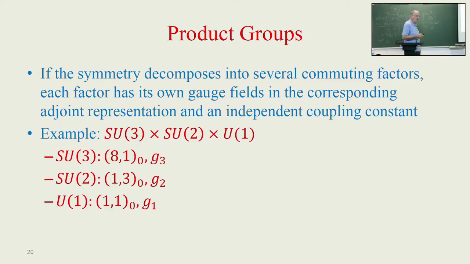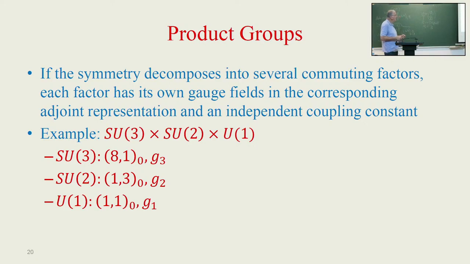If you have a product group of local symmetries, then for each factor in the product group, you have to introduce its own set of gauge bosons. So if you impose local SU(3) cross SU(2) cross U(1), as you do in the standard model, then you have to introduce 3 fields of vector bosons. For the SU(3), it is an octet of SU(3), the adjoint representation, a singlet of SU(2) and with no charge under the U(1). That would be the gluon field.